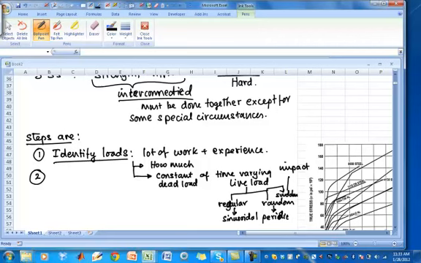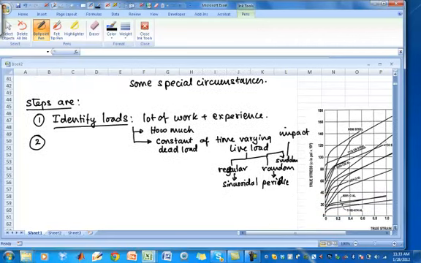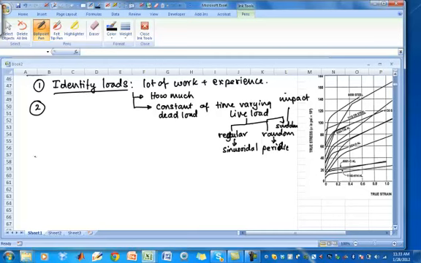The second thing, after we have identified the load, the second thing that we are going to do is identify the critical locations where failure is expected to occur.